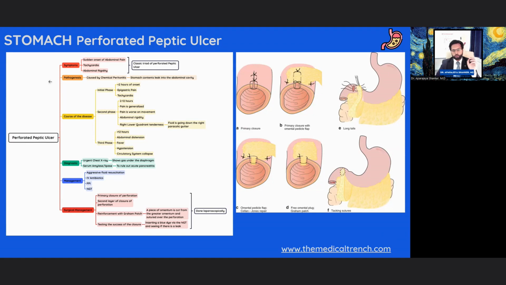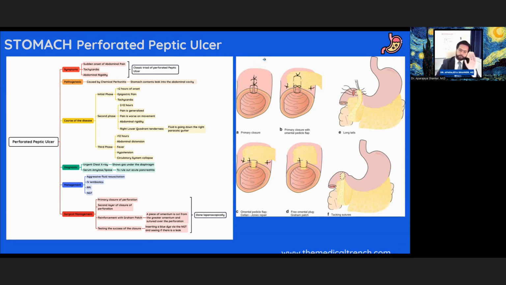Okay, so now we're going to go into a perforated ulcer. In a perforated ulcer, the gastric mucosa has been damaged so much that there is a small hole in the stomach itself, right? So the symptoms are a sudden onset of abdominal pain, severe tachycardia, and abdominal rigidity. Abdominal rigidity and abdominal guarding are both evidence of peritonitis. If there is peritonitis, that means that you need to open up and see what is going on, right?